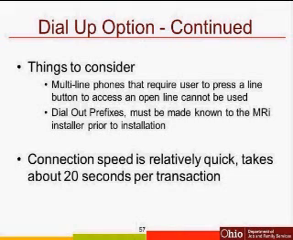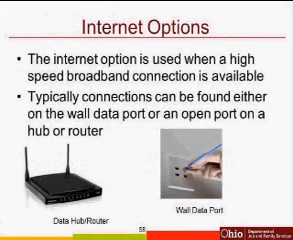There's also the option to use the internet or a broadband connection. This is used when the high-speed broadband connection is available. Typically, connections can be found either on a wall data port or an open port on a hub or a router. These types of systems look very similar to the photos on this slide.